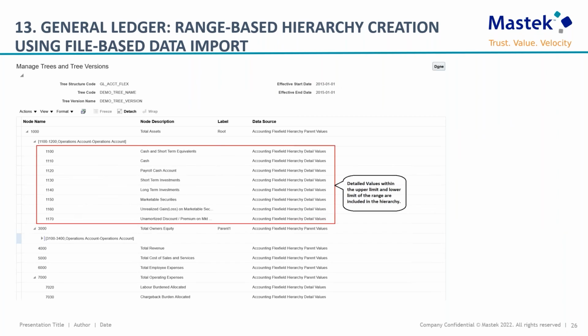So to give you an example, in the previous example that we saw, if I am defining 1100 to 1200 range, this is how the system would take all the values in the hierarchy range.